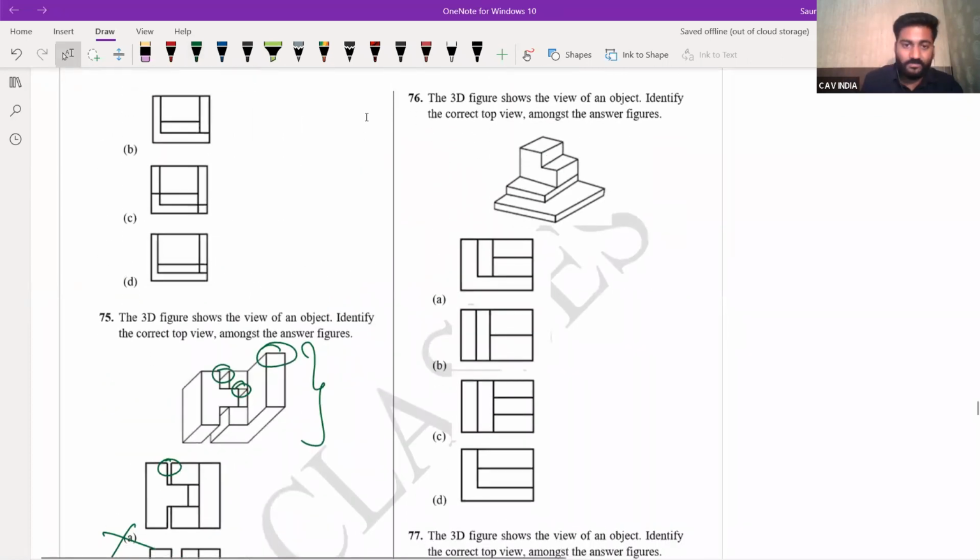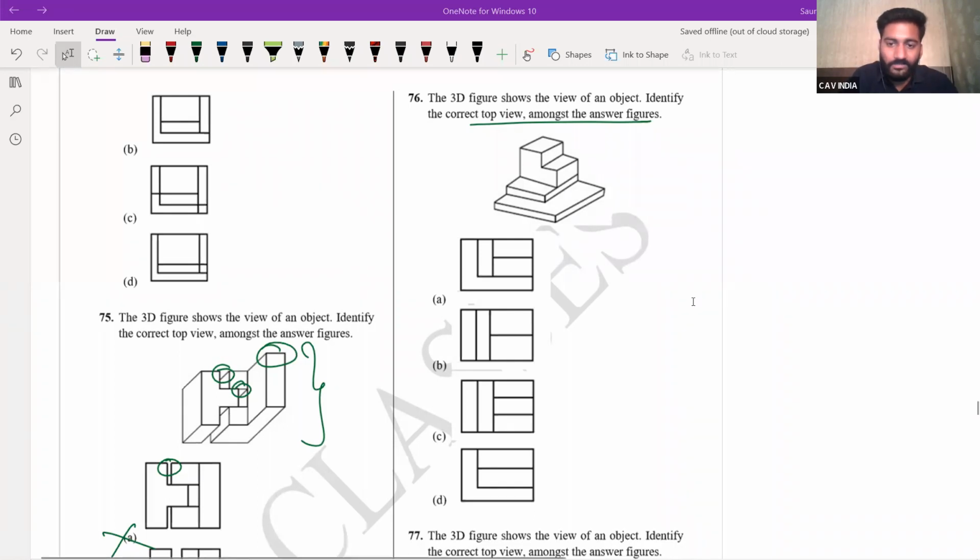Then we have 76, and they are saying identify the correct top view among the following figures. So I guess this is also an easy question. In NATA, there are the same options with different sizes. It's difficult to answer. What you are saying is that in these kinds of questions, you get similar options.